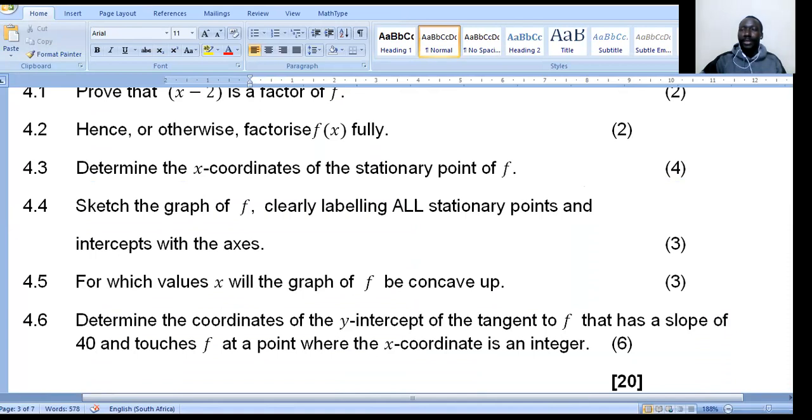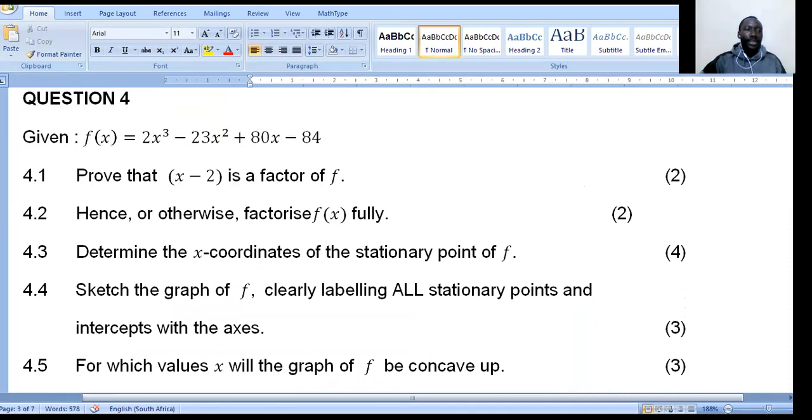It is broken into 6 parts, 4.1, 4.2, 4.3, up to 4.6. We have been given the function f of x, which equals 2x cubed minus 23x squared plus 80x minus 84. The thing we have to do is to prove that x minus 2 is a factor of f.